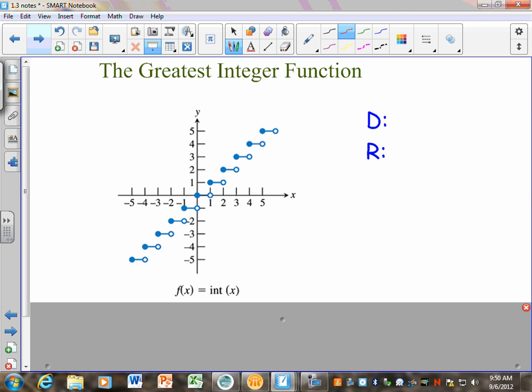Oh, look, our friend, the greatest integer function. In general, they're called step functions. That one specific one that we did where you always round down is called the greatest integer function. Yeah, right over there.